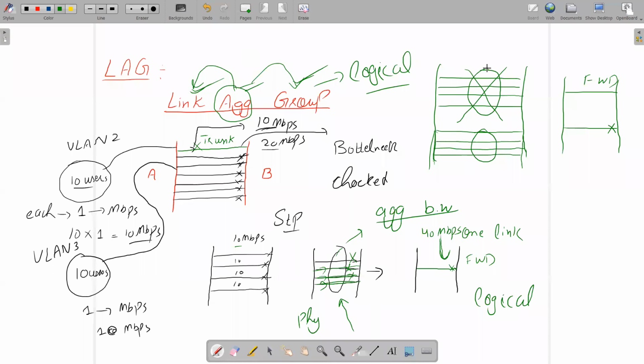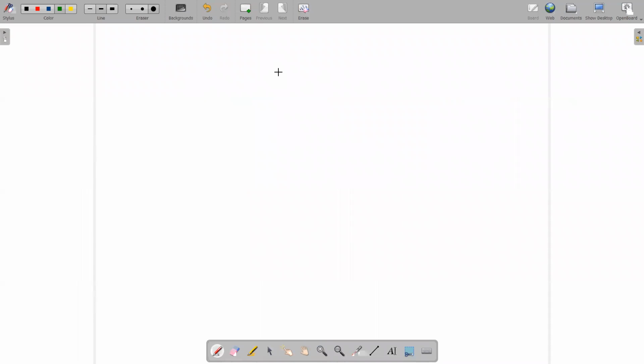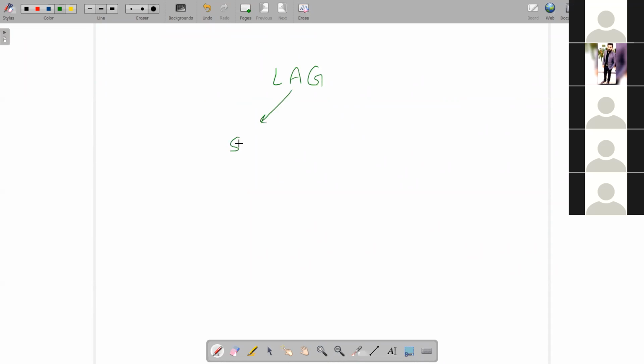Yes, sir. All right. So the way we do that, again, we have two ways to create a bundle, to create the link aggregation group. One is the static way, and the other one is the dynamic way. And when we were talking about routing, we had two methods. We can perform routing by static way, we can perform routing by dynamic way.